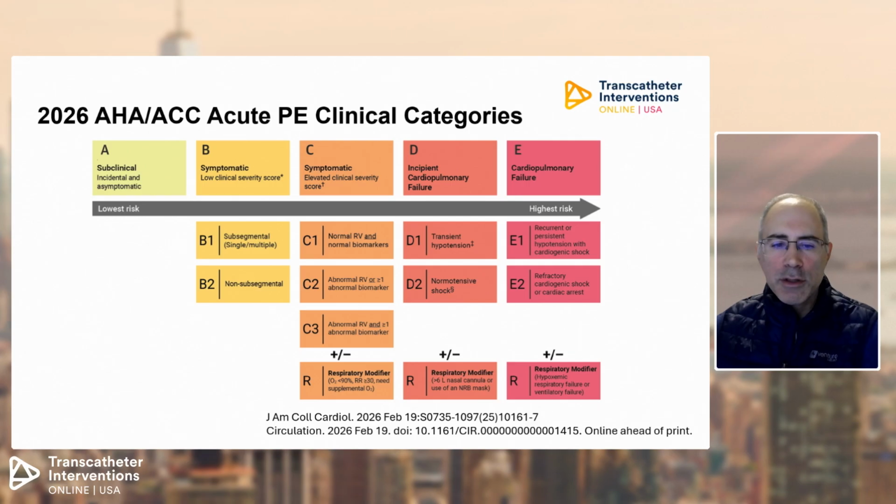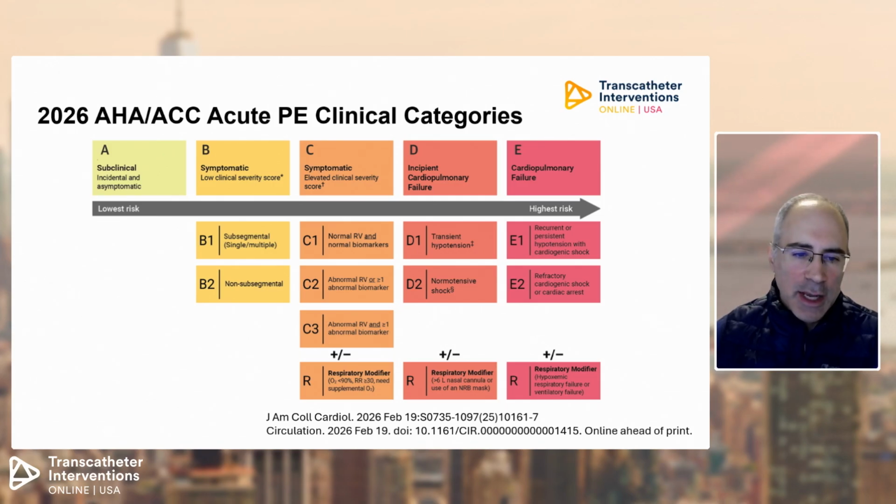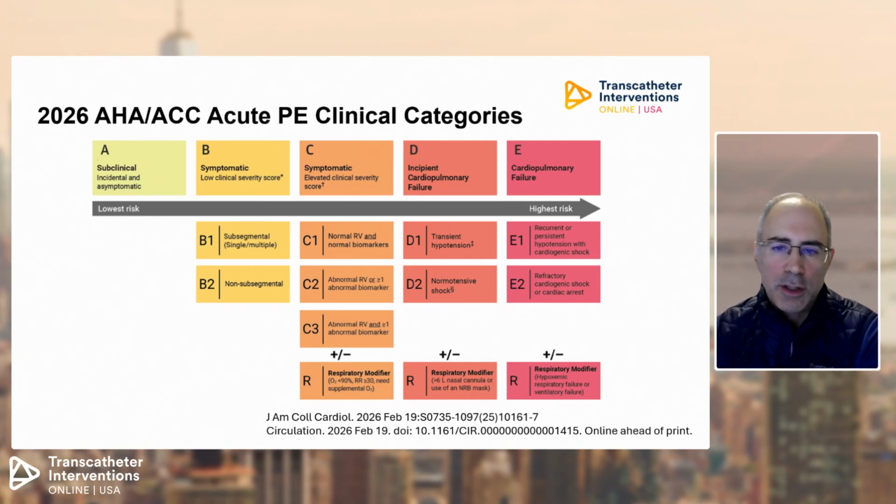A new change to the guidelines is the recognition that pulmonary embolism patients don't always come in with cardiac symptoms. They can have very prominent pulmonary features to their presentation, and the R respiratory modifier gives us a chance to reflect that. D is a completely new clinical category. These patients were unfortunately traditionally missed in all of the other classification schemata. These are patients that have incipient cardiopulmonary failure.